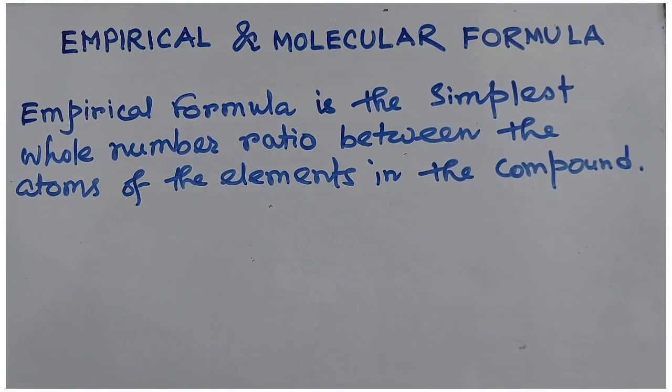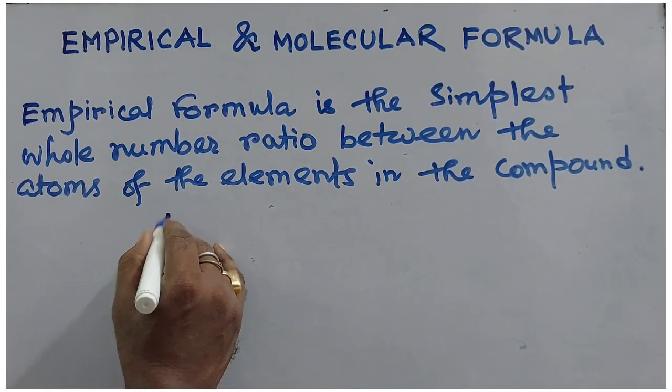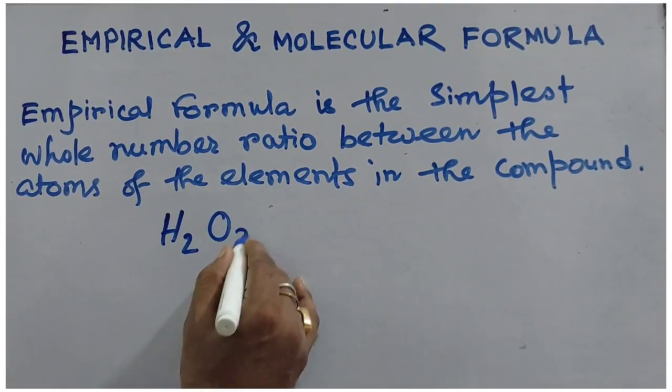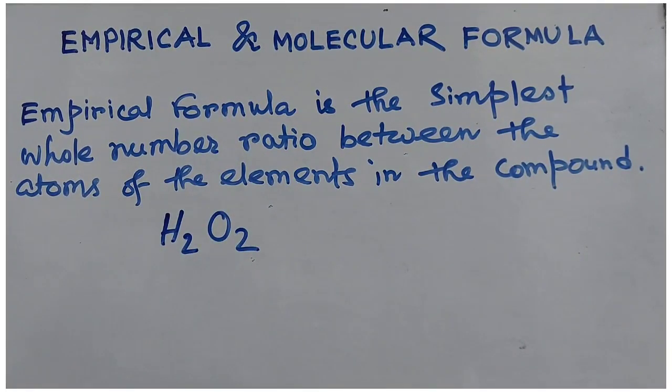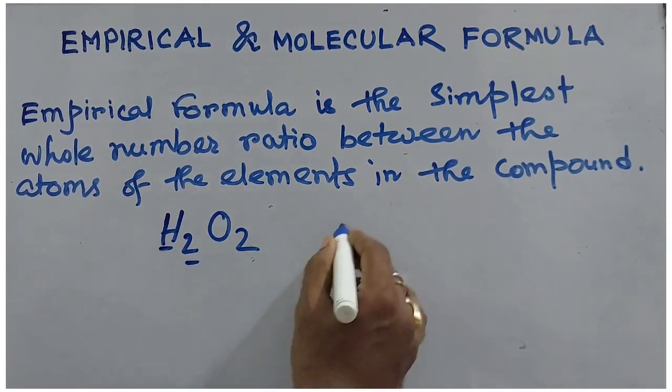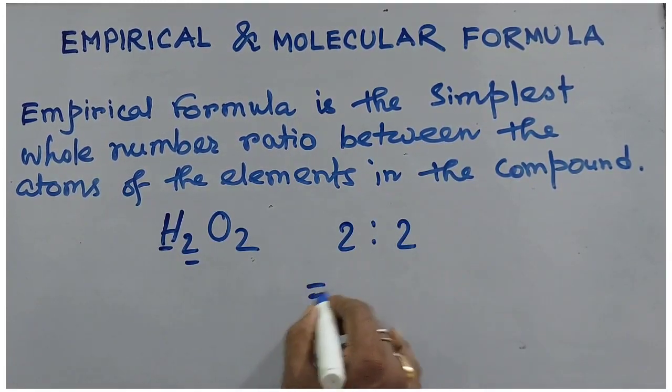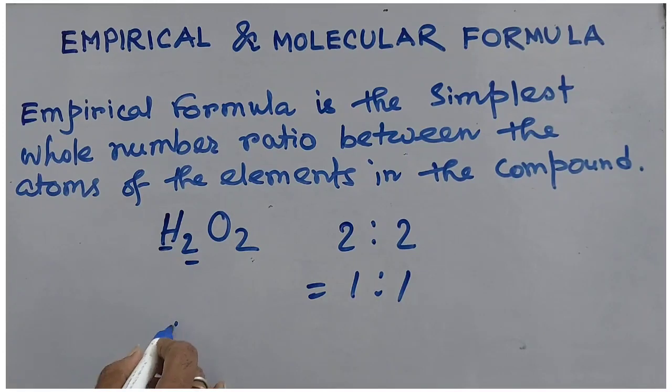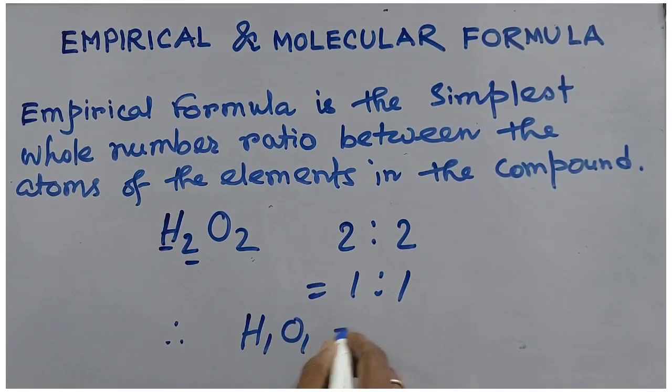What is the empirical formula of hydrogen peroxide? The molecular formula of hydrogen peroxide is H2O2. Here the number of H atoms is 2, oxygen 2, and the simplest whole number ratio is 1:1. So, the empirical formula of hydrogen peroxide will be H1O1, that is HO. Okay?